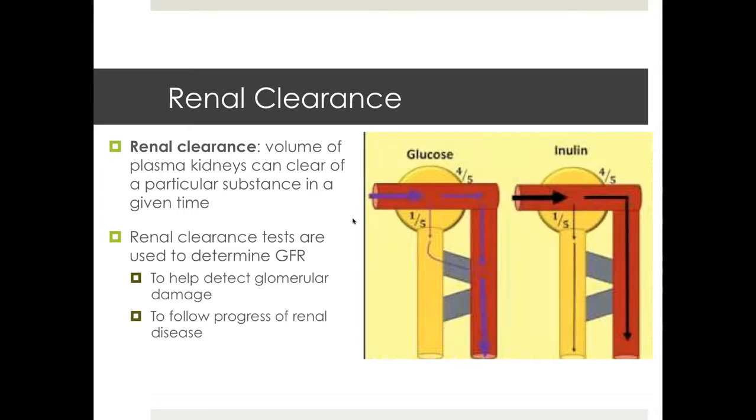I have this image of glucose and inulin over here because these are different types of substances that we can check in renal clearance. With our glucose, we want 100% of that glucose to be reabsorbed back into our blood. Inulin is a plant polysaccharide, and that one should not be reabsorbed nor secreted.